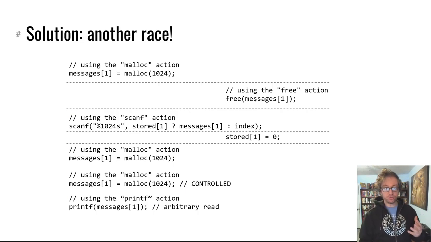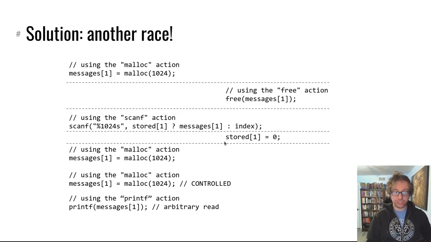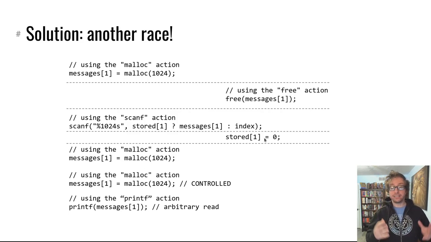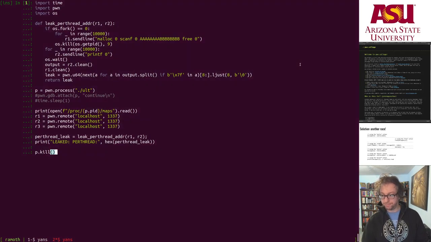So we can actually race using the free action, which frees the message and then sets the stored bit to zero, and the scanf, which checks the stored bit, and if it is set, if it is one, actually writes into the message. By racing these two actions, and getting the scanf to run in between the free and the unsetting of the stored byte, then we can actually get a scanf to override that address before we are no longer allowed to, right? So let's do that first, and then we'll go and look at some gotchas.